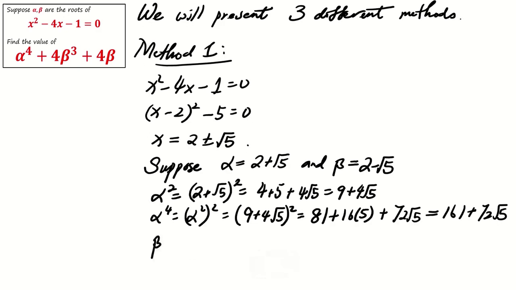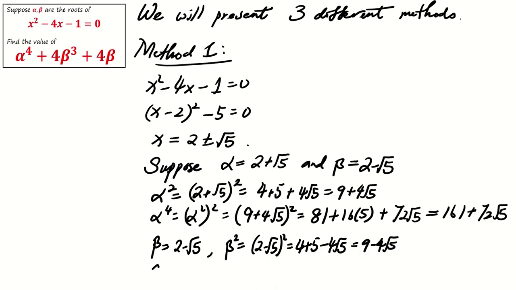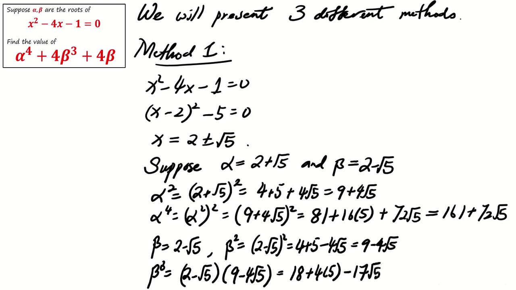From beta equals 2 minus square root of 5, beta squared equals (2 minus square root of 5) squared, which equals 9 minus 4 square root of 5. Beta to the power of 3 equals beta times beta squared. So it is (2 minus square root of 5) times (9 minus 4 square root of 5). Again, direct calculation gives us beta to the power of 3 equals 38 minus 17 square root of 5.